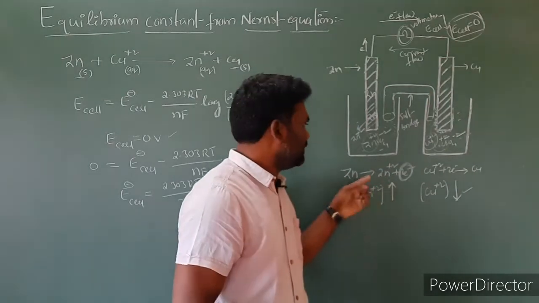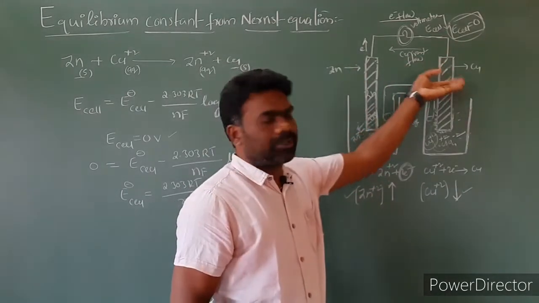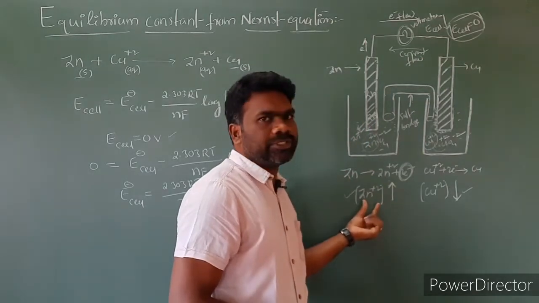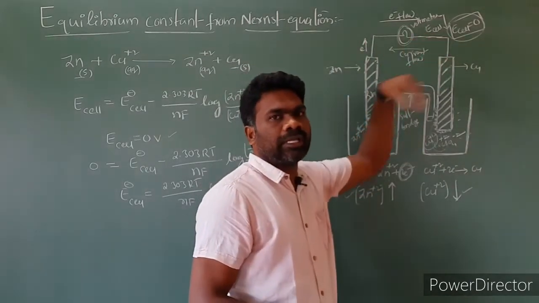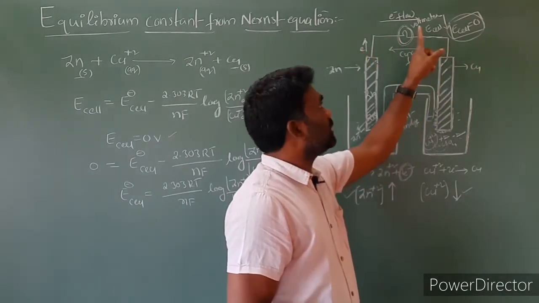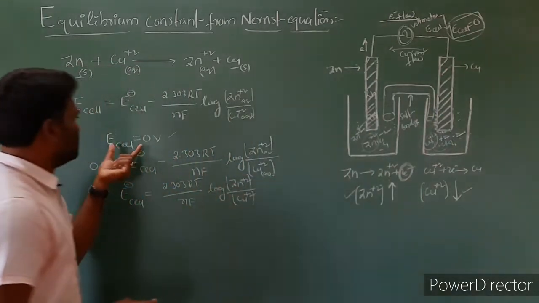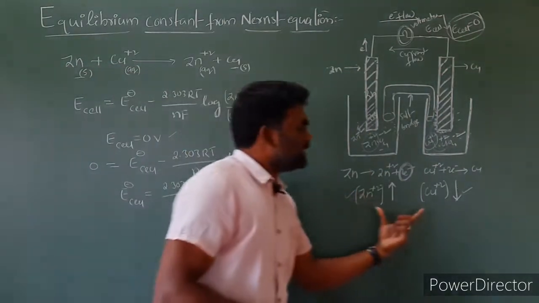Equilibrium reached means electrons are not flowing from the zinc rod to the copper rod, because the concentration of Zn2+ is not changing. So electrons cannot flow, and current also cannot flow from the copper rod to the zinc rod. So the voltage reading shows 0. So we take E cell as equal to 0. This is the equilibrium state.